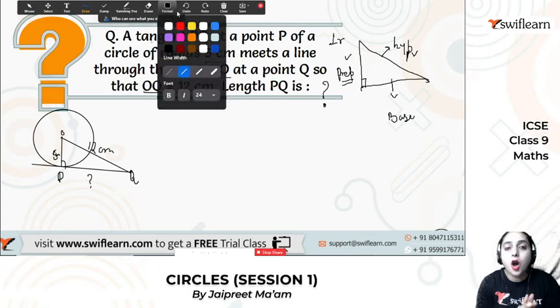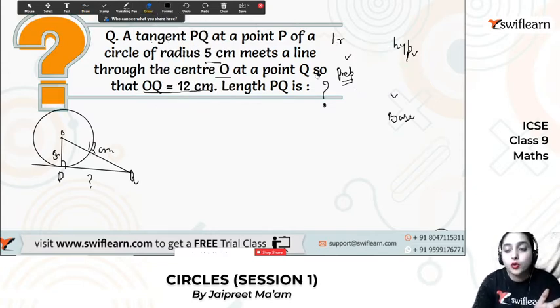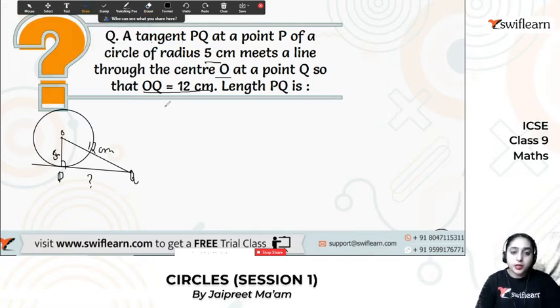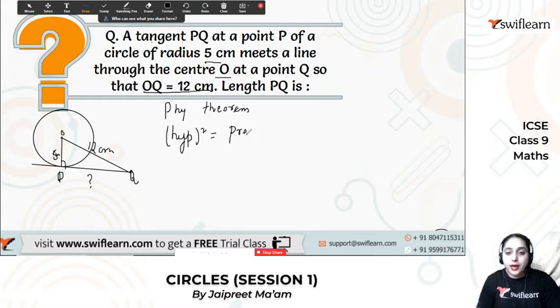So how can we find out the unknown length of a triangle? We basically use Pythagoras theorem. By using Pythagoras theorem we can find out the unknown length of a triangle. So what is the relationship? Relationship is hypotenuse square is equal to perpendicular square plus base square. Okay.